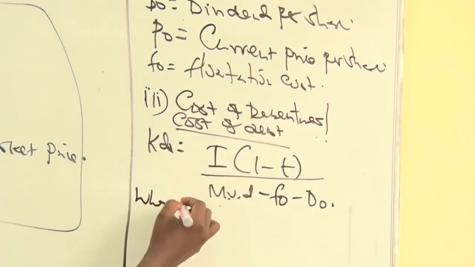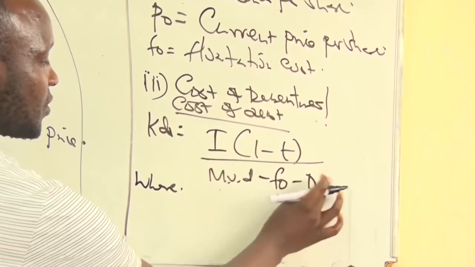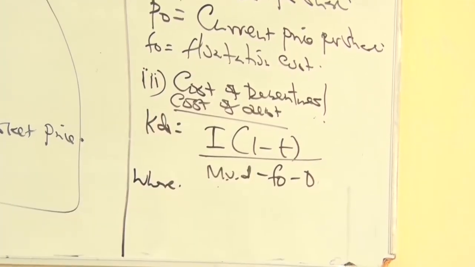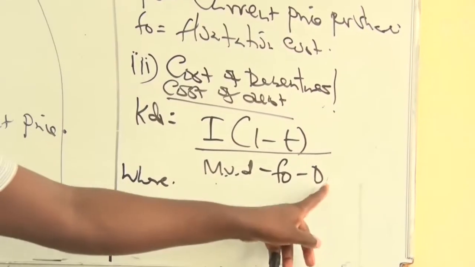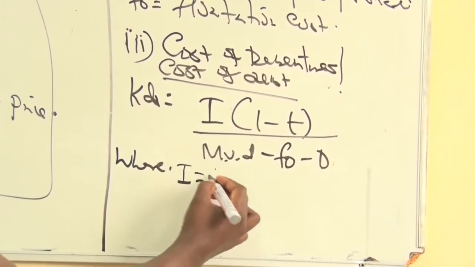Where, let me use just D so that it differentiates from our D0, D in this case is the discount, and I is the interest.